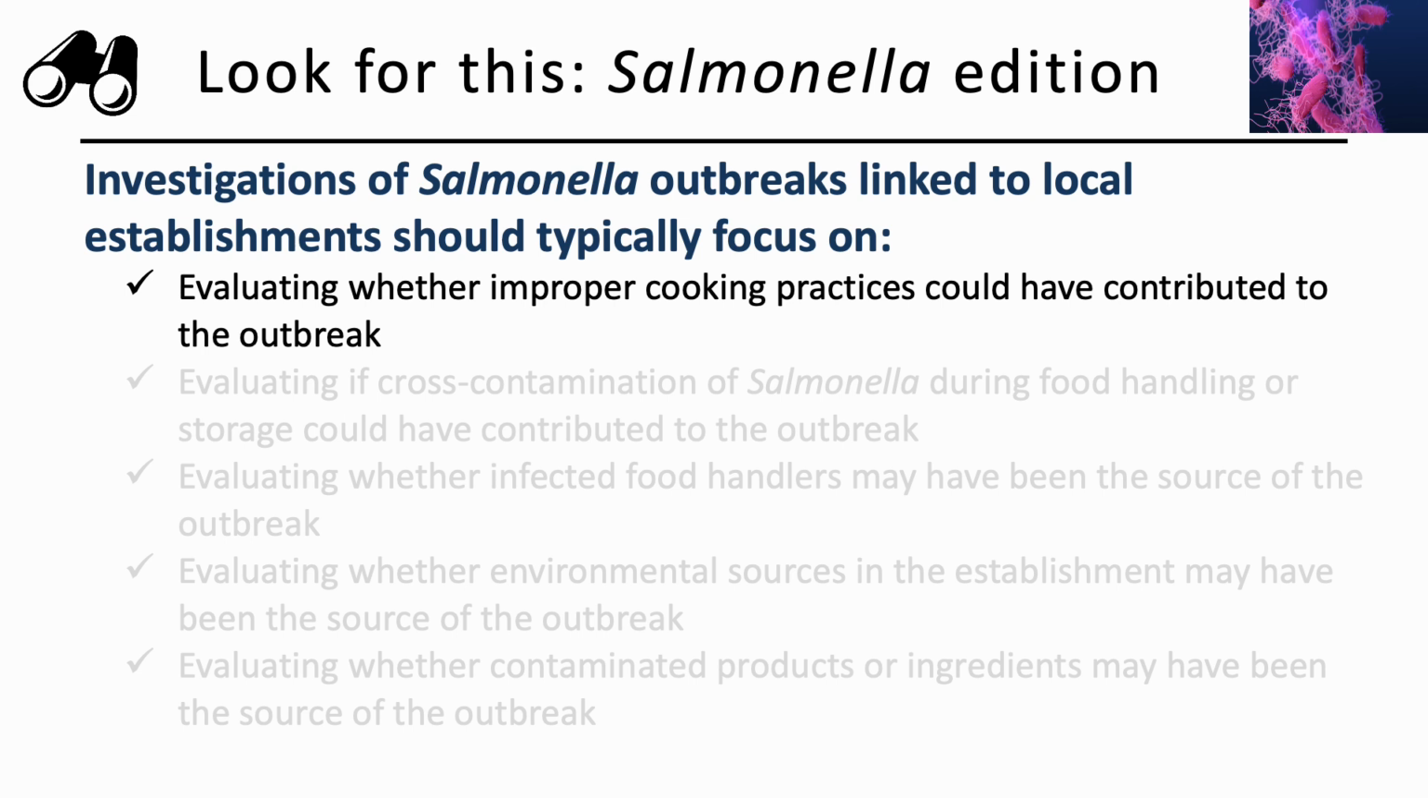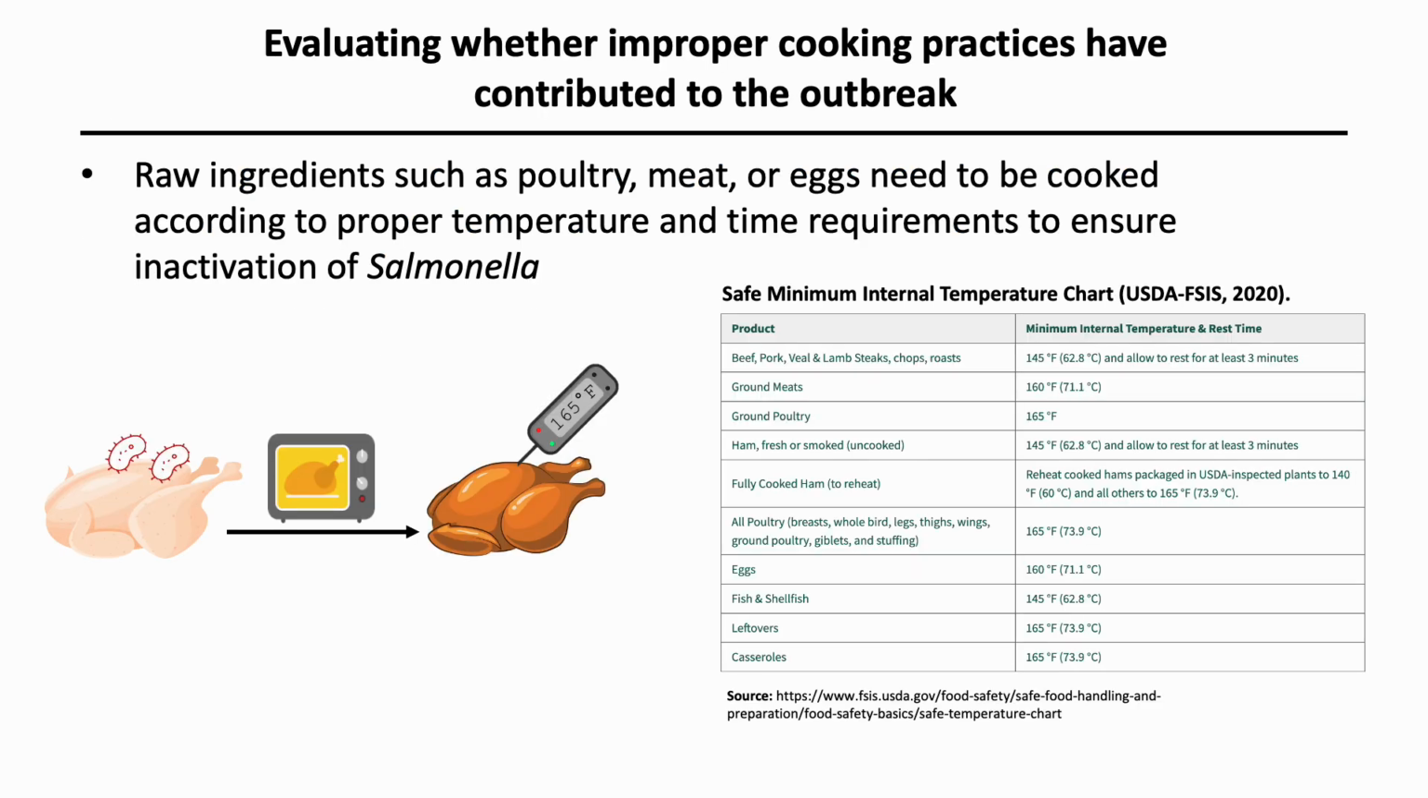First, let's discuss how to evaluate whether improper food preparation practices, such as cooking, could have contributed to the outbreak. Retail and food service establishments that prepare food need to make sure raw foods of animal sources like poultry, meat, or egg products are cooked to proper temperature and time to ensure that any salmonella that is potentially present on these raw ingredients is inactivated or killed.